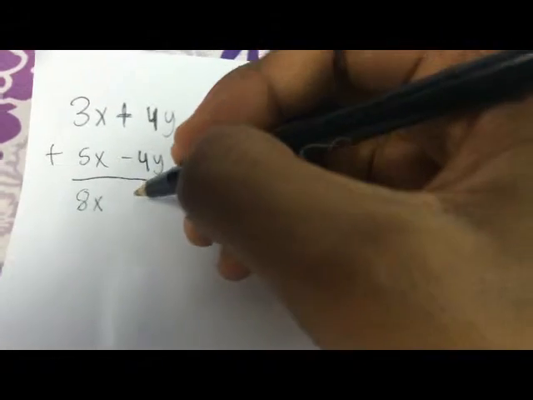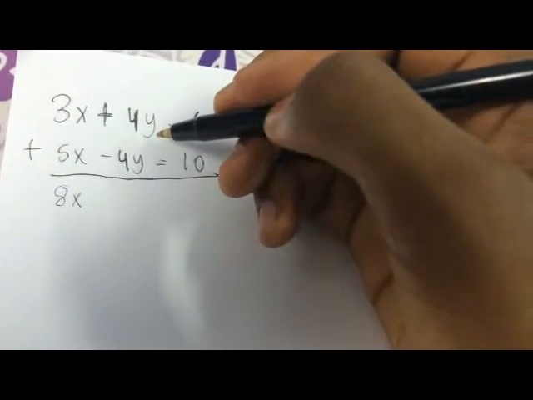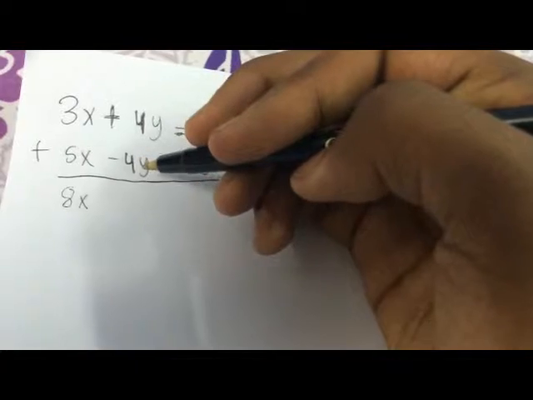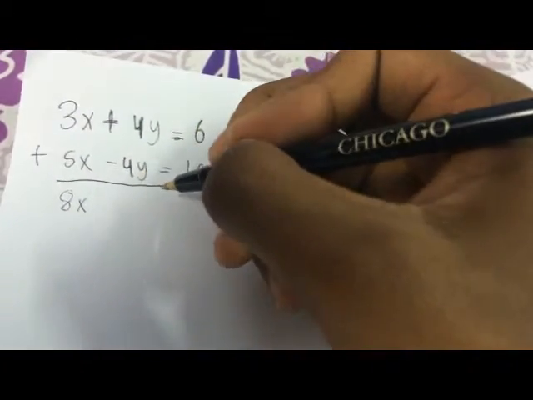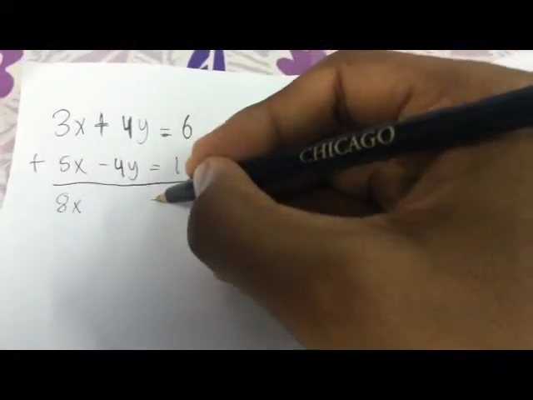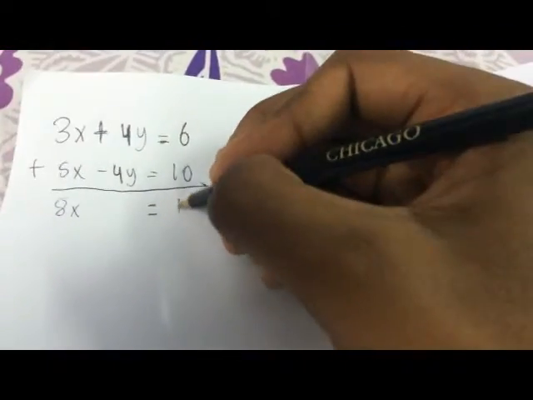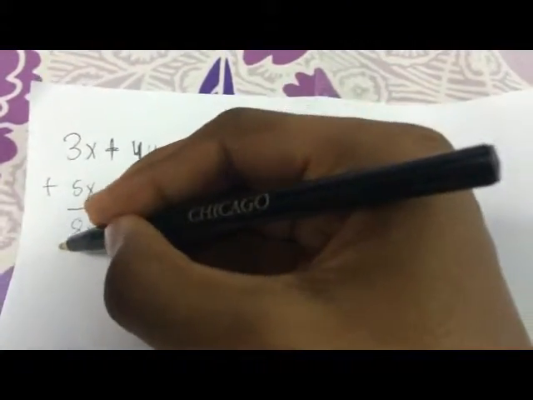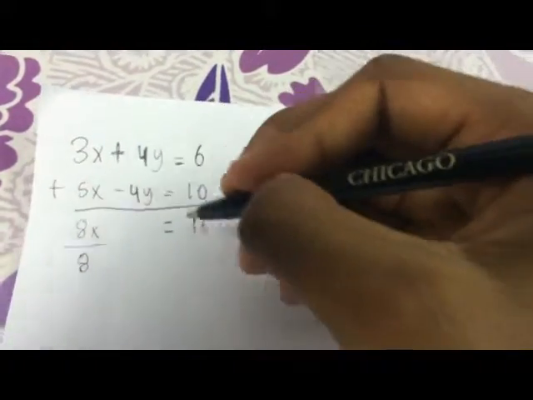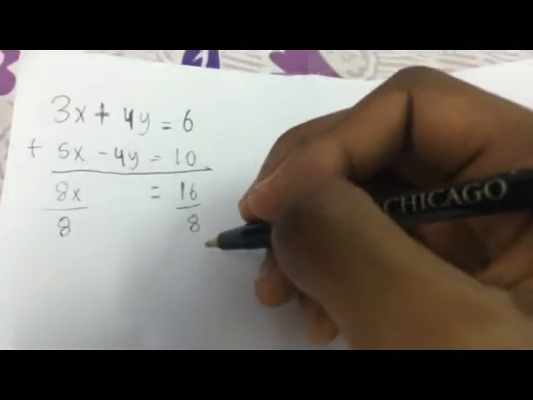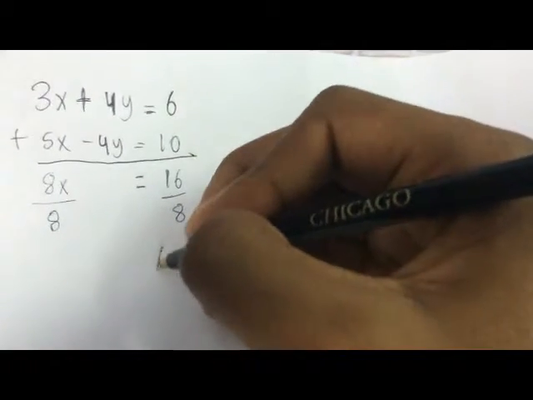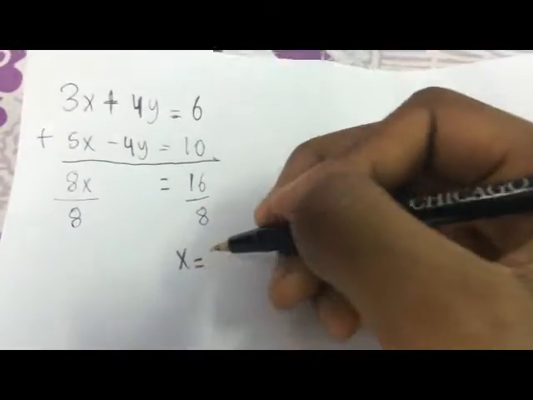So 3x plus 5x equals 8x, and positive 4y minus negative 4y equals 0. So I don't have to write it here because it's 0. Equals 6 plus 10, which is 16. So now I would have to divide 8 by each side. So 16 divided by 8 is 2. So the x equals 2.